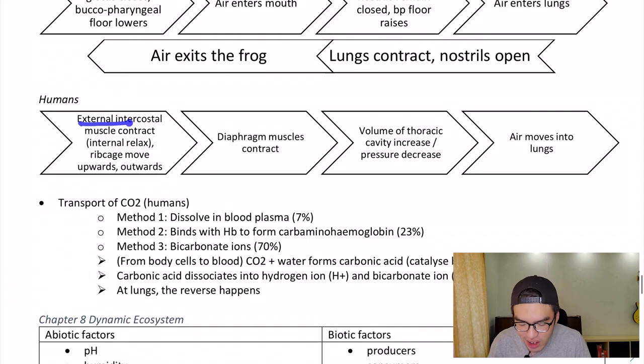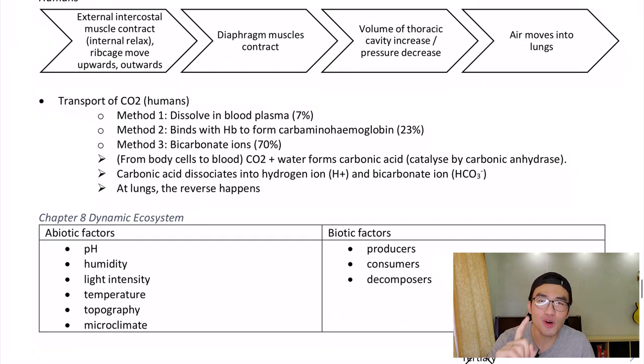So when the external intercostal muscles contract and the internal ones relax, the ribcage moves upward and outward. The diaphragm muscle contracts, the volume of the thoracic cavity increases, the pressure decreases, and air will move into the lungs. So exhalation, as you would have guessed, is the total opposite. Okay, moving on. How do we transport carbon dioxide?